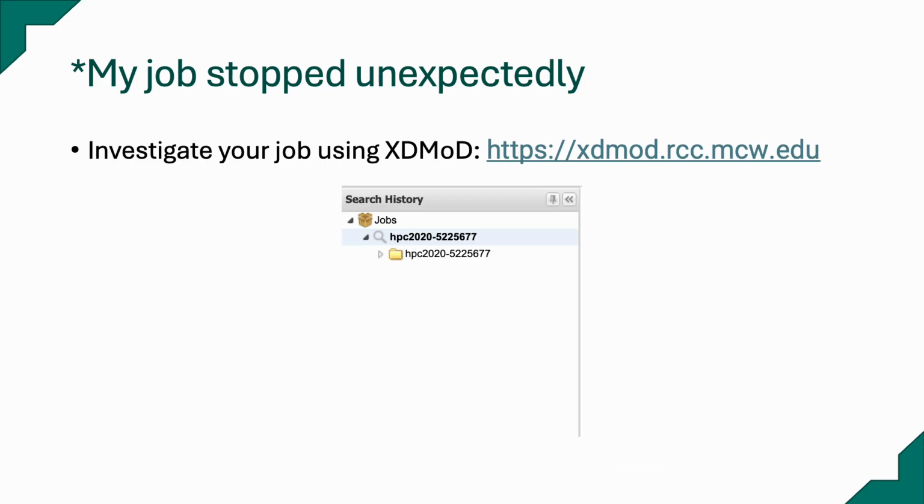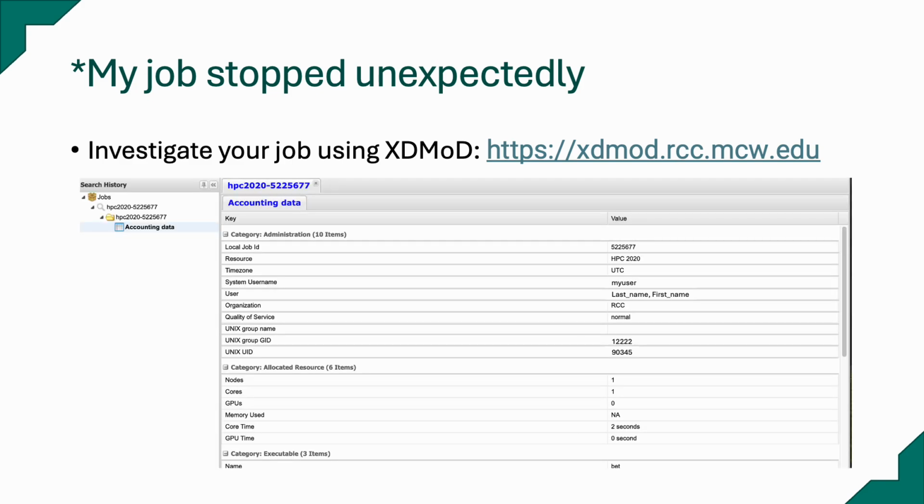Your job search will appear in the search history. Expand the directory and click on Accounting Data. You will see accounting information about your job, including the exit code and state and the requested resources.